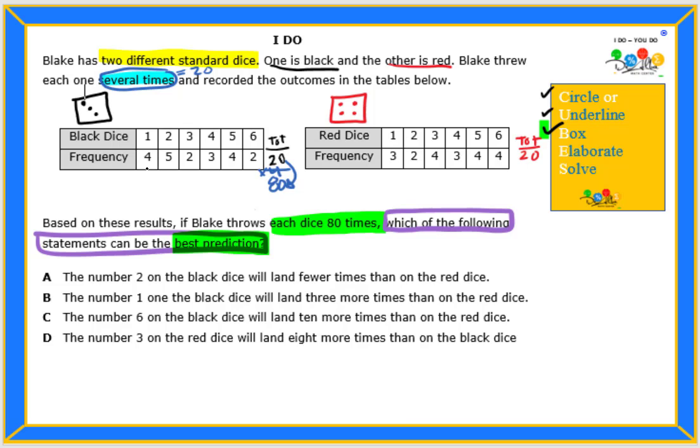So that means that if I wanted to throw this black dice 80 times, then I'm going to expect that each number will land 4 times as many, right? So because 20 times 4 is 80, we're going to multiply everything by 4 to get that 80. Does everybody see what we're doing?